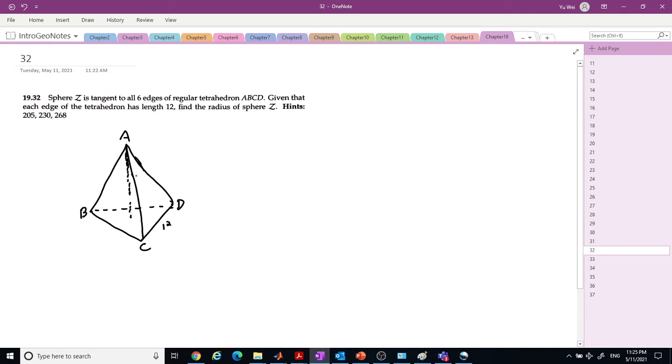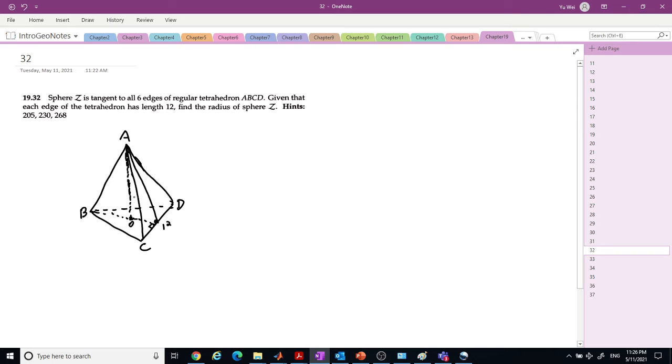or to all the faces. The first thing you need to do is draw the height from A to the bottom face. And this will be the center, because the bottom is an equilateral triangle, so it's the center of the equilateral triangle. Then here is the midpoint, and this one, right?